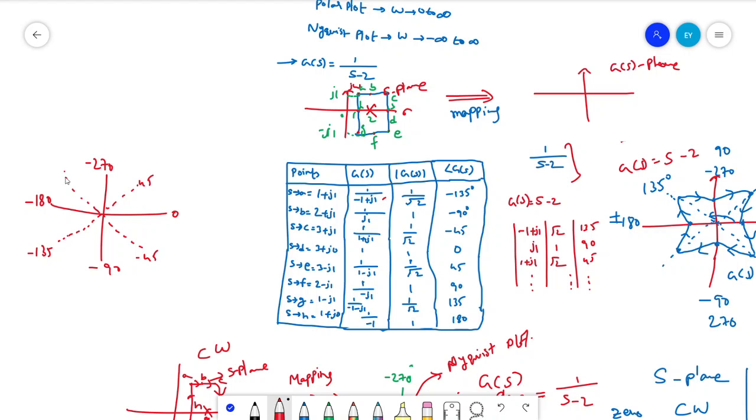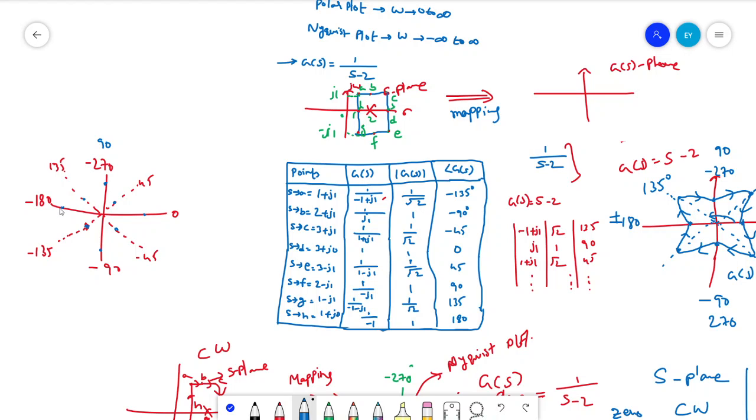From the table, the magnitude of G of S at minus 135 degrees is 1 by root 2. This is the point. At minus 90, the magnitude is 1. Similarly, at minus 45, it is 1 by root 2. At 0, it is 1. At 45, it is 1 by root 2. At 90 degrees it is 1, and again at 135 it is 1 by root 2, and again 1.